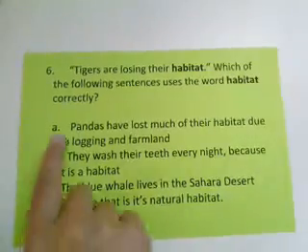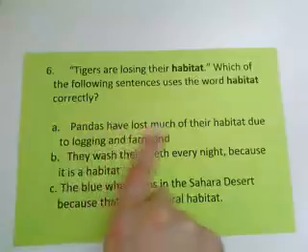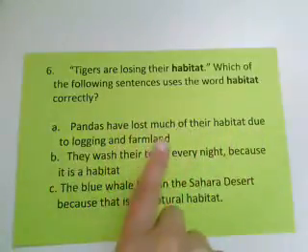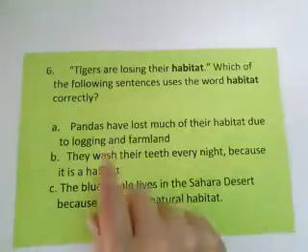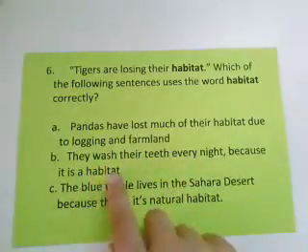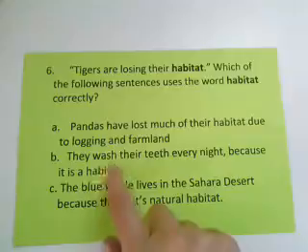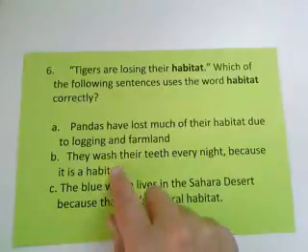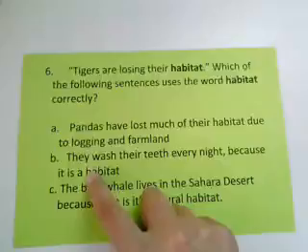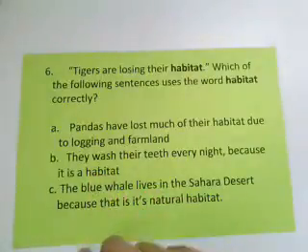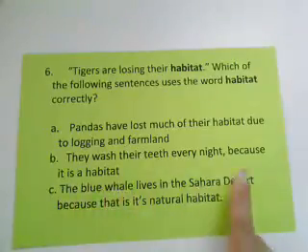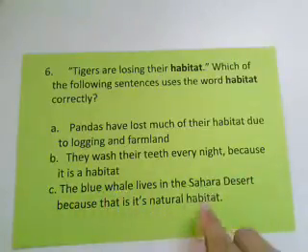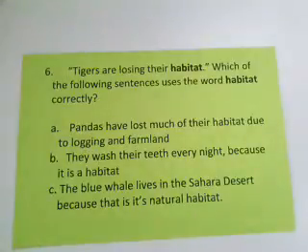The correct answer is A. Pandas have lost much of their habitat due to logging and farmland. A habitat is the place where a plant or animal naturally lives. B doesn't make sense. They wash their teeth every night because it is a habitat, the place where a plant or animal lives. I think what this sentence was supposed to say was it is a habit, meaning you do it over and over again. C doesn't make sense. The blue whale lives in the desert because that's its natural habitat. No, we know the blue whale lives in the ocean.